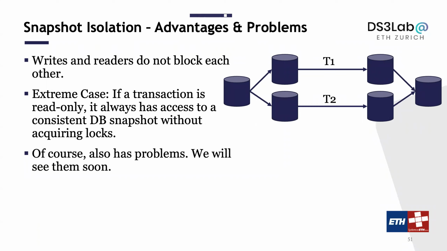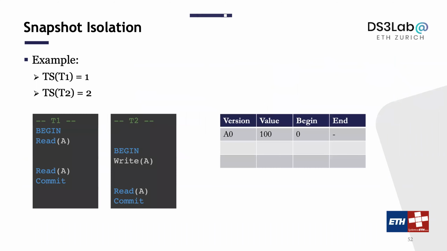But of course, like all the ideas that we talk about in the course, there's no free lunch. Whenever you choose to do this type of snapshot isolation, you pay something. There could be problems, and we are going to see them soon. Okay, let's try to understand the protocol a little bit better.